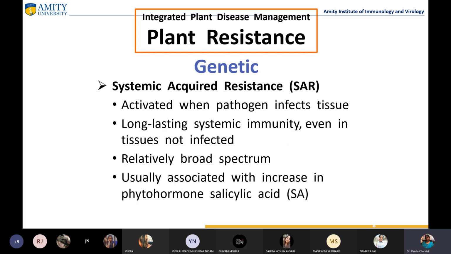Then we have systemic acquired resistance. This resistance is activated when a pathogen infects tissue, and it is a long-lasting systemic immunity, even in tissues not infected. It further moves; systemic means throughout the plant. It is relatively broad spectrum and associated with an increase in the phytohormone salicylic acid.